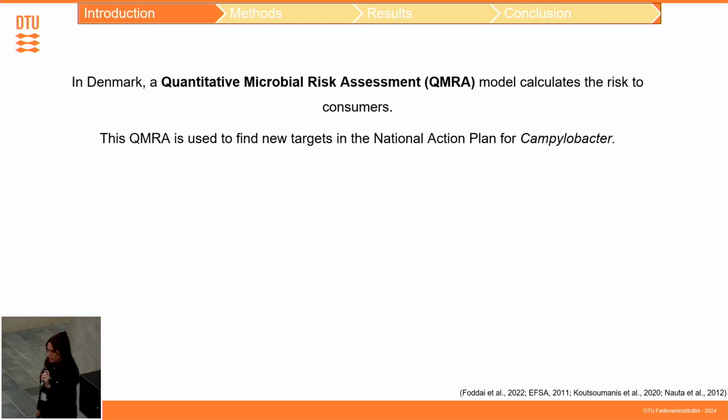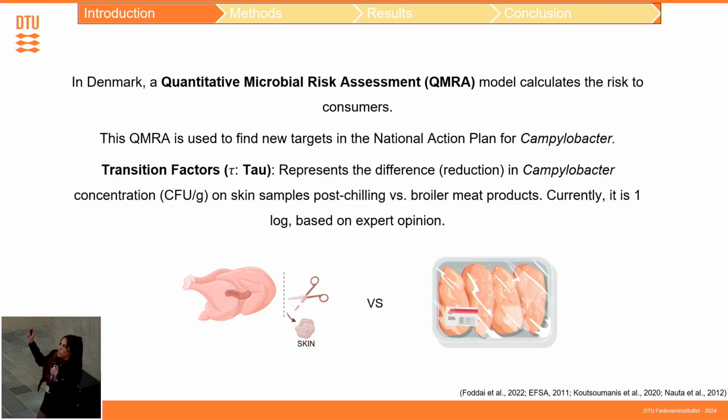Here in Denmark, a quantitative microbial risk assessment model is used to estimate the risk to the consumer from different products based on poultry. This model is also used to look for new targets for the National Action Plan against Campylobacter. We are not going to focus on all the mathematical part, only on one value: the transition factor, also called tau.